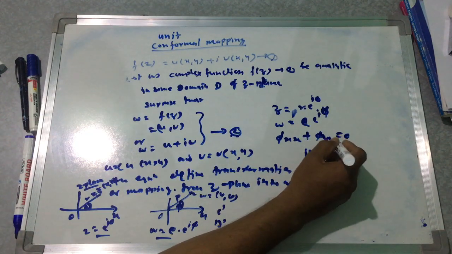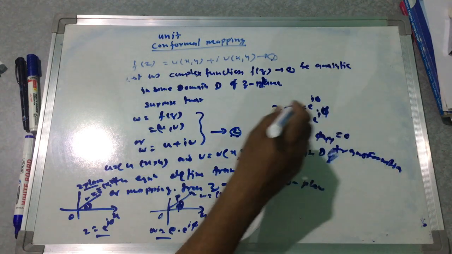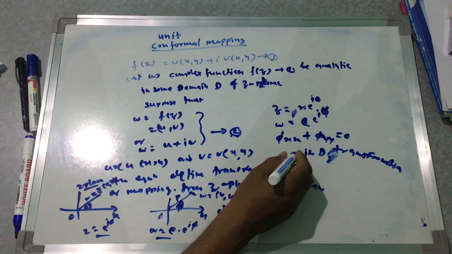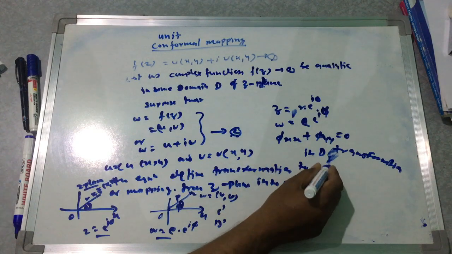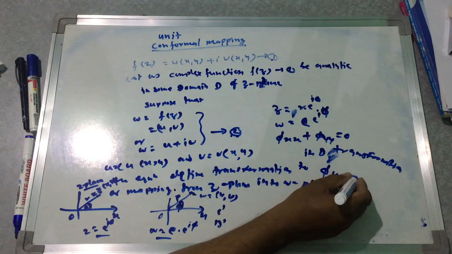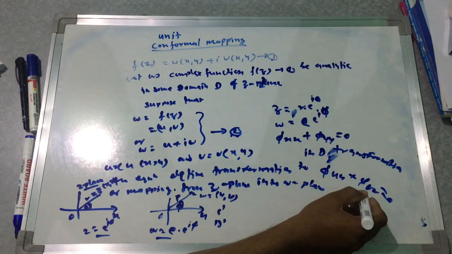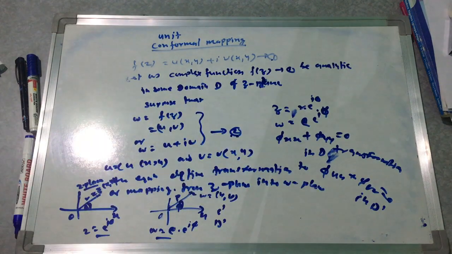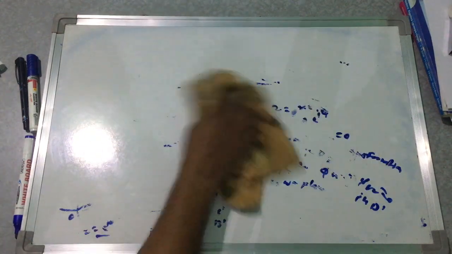and under the transformation it becomes phi of u u plus phi of v v is equal to 0 in D dash. So this is the explanation of this conformal mapping. You might have understood the fact. It is very important to look into this.